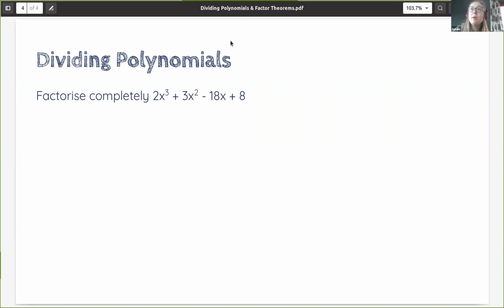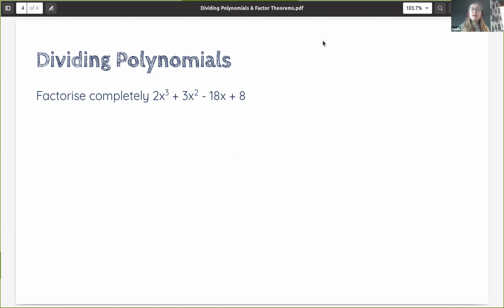Now, here's for the big guns, the dividing polynomials. A question we might be given is something along the lines of: factorize completely 2x cubed plus 3x squared minus 18x plus 8. Whew. Now, I'm going to run through how we divide polynomials by working through this question, because it's much easier to explain as we go along rather than trying to explain it up front.